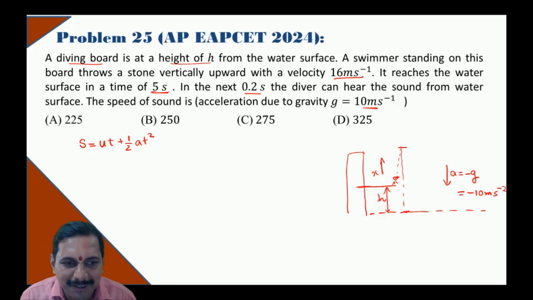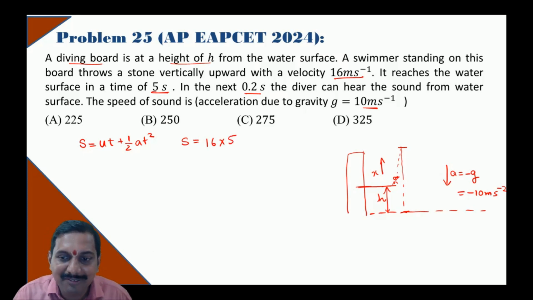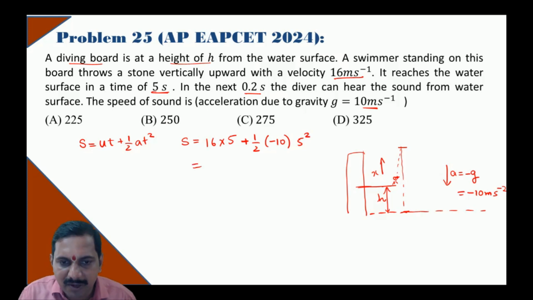So now S is what? Do we know the S? No, we do not know. So S equals u, which is 16 meters per second, into time 5 seconds. What is that 5 seconds? When it is going up and coming down. Then plus half into acceleration minus g, which is 10, into t square, which is 5 square. Now if you apply this, this will come as 80 minus 125, which is equal to minus 45 meters.